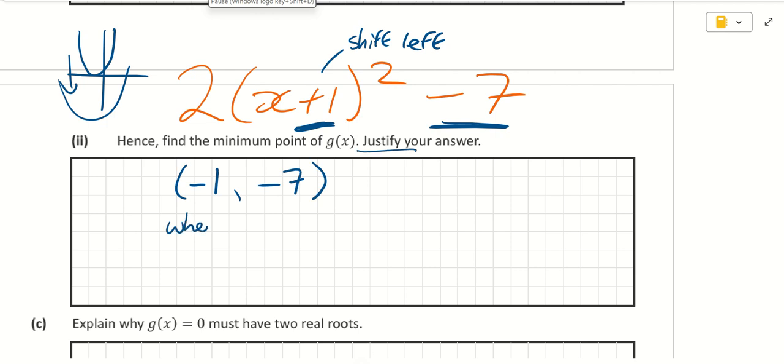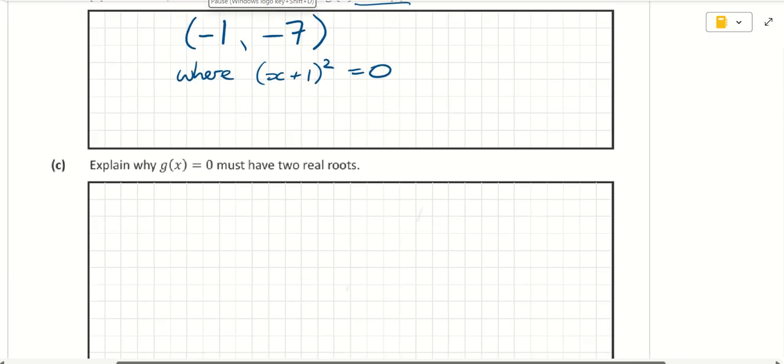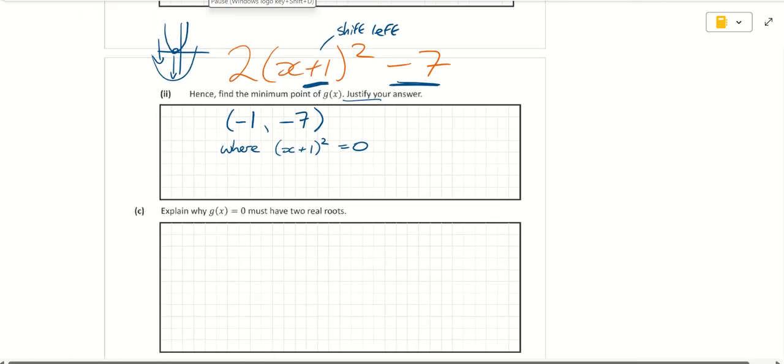Justify it is where x plus 1 squared is equal to 0. Okay, so that's going to be at this point, and then it will go down there. Okay, and then explain why g(x) equals 0 must have two real roots.